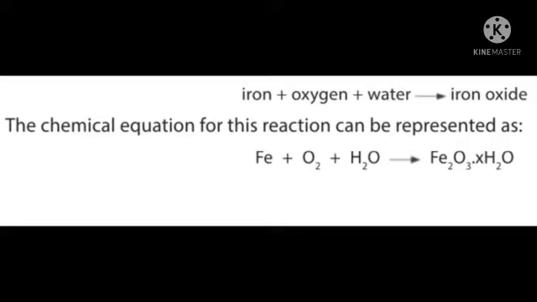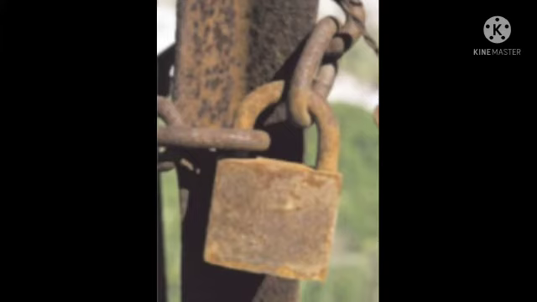The change is permanent. You cannot get the iron back from the oxide. Oxygen and water are two essential conditions for rusting of iron. Absence of either or both of them can prevent rusting. Oiling iron objects protects their surfaces from coming in contact with moisture and air and prevents rusting.